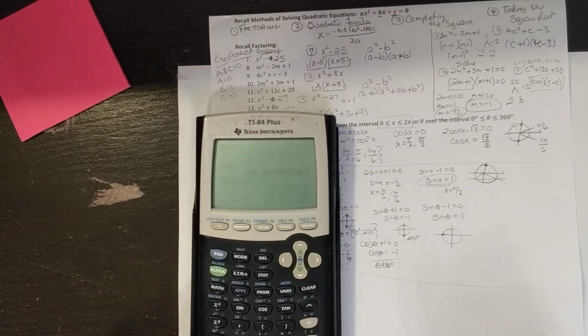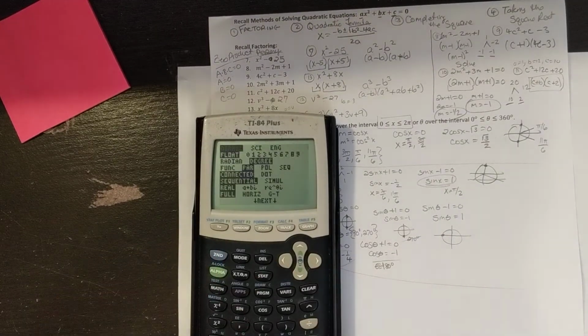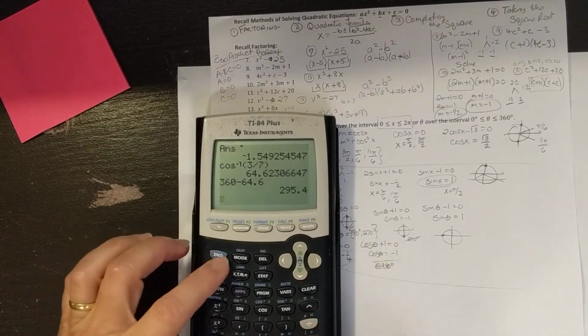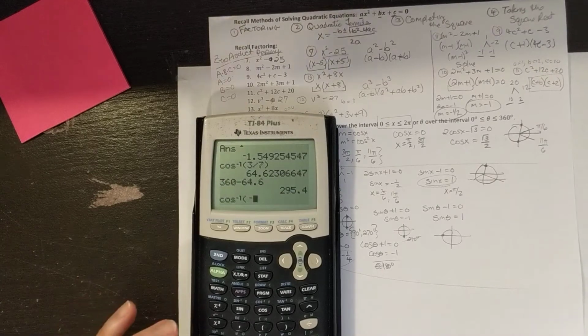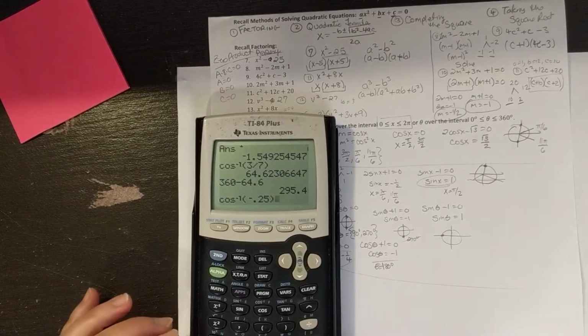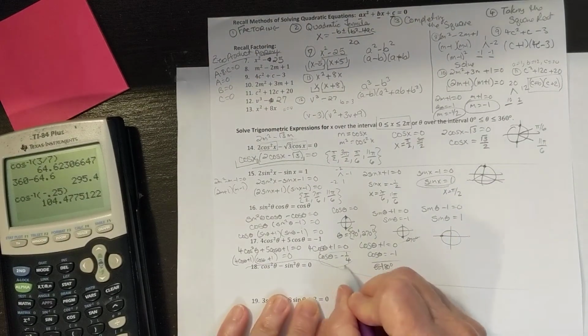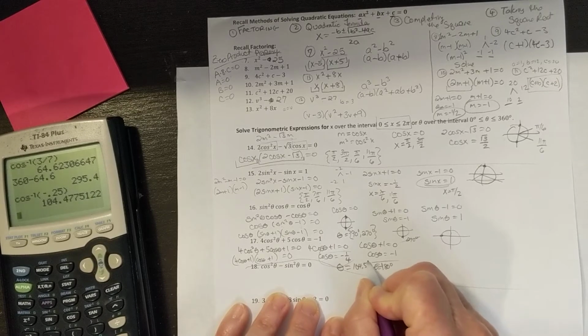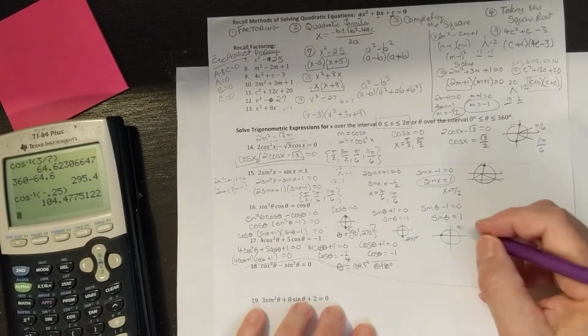Where's the cosine negative 1/4? So let's do that. Take the inverse. Oh, wait, what mode am I in? I'm in degree, okay. I'm on the inverse cosine of negative 0.25, or negative 1/4. And so this gives me 104.5 degrees. But if you'll recall, there's two answers that will give me that.